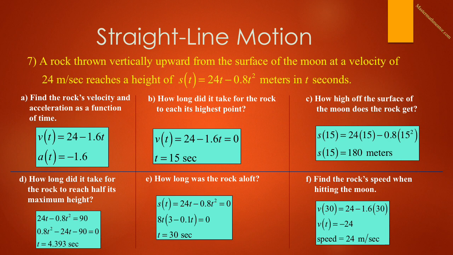F asks to find the rock's speed when hitting the moon. We find v of 30 to get 24 minus 1.6 times 30, and v of t is equal to negative 24, and the speed is 24 meters per second. That's the same speed that it had when it left the moon.